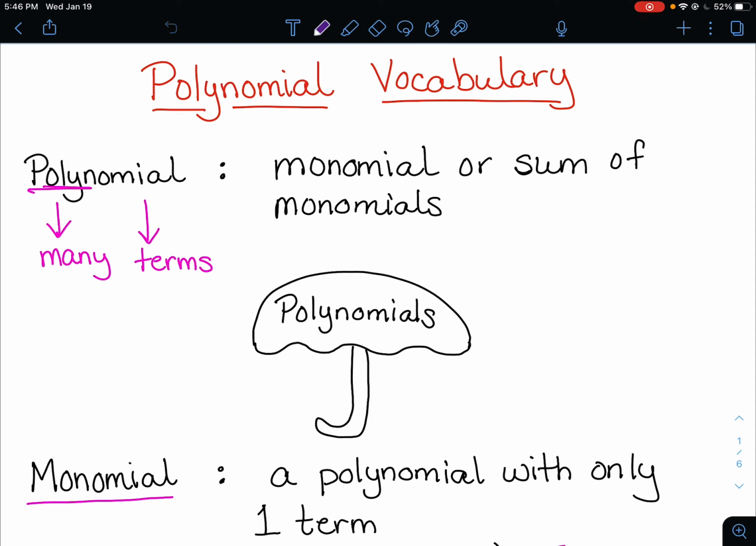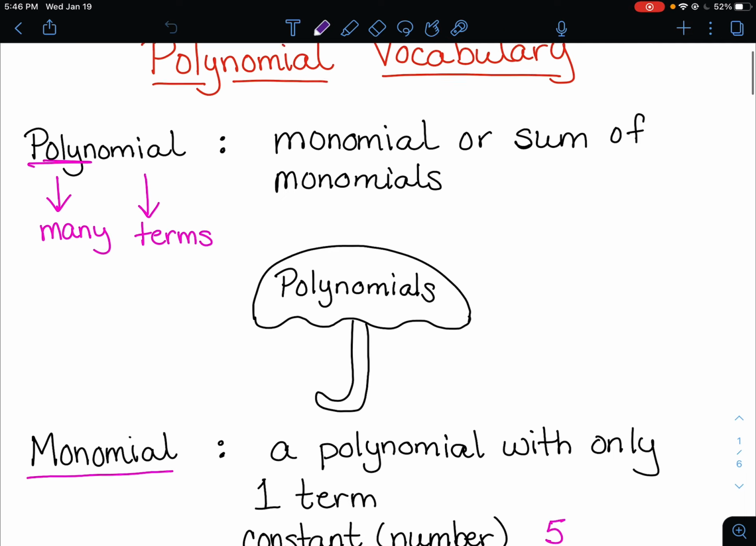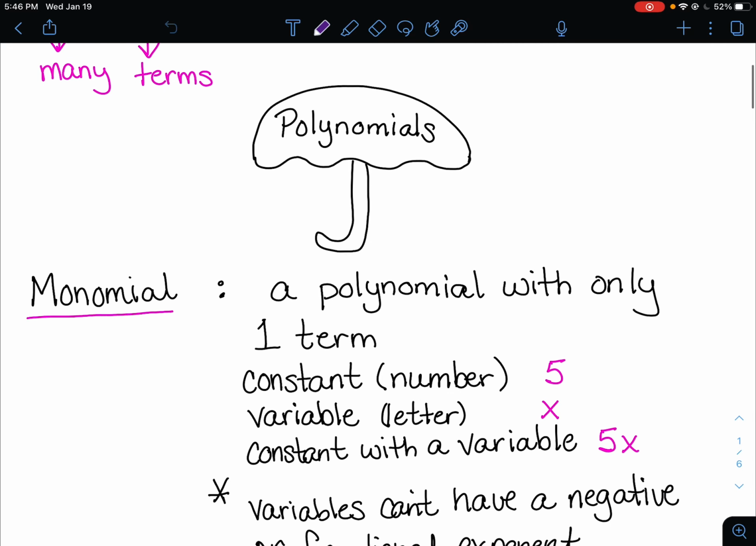We use the word sum, but also think about combining. It could be negative and positive numbers. So think of polynomial as a large umbrella. And so we can think about all of these things being called polynomials, but then we can more specifically give them a more detailed name. So the first thing is understanding what a monomial is.